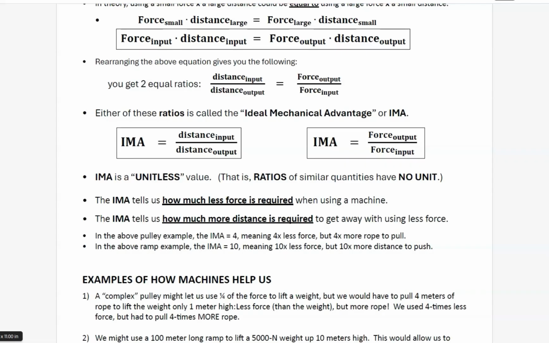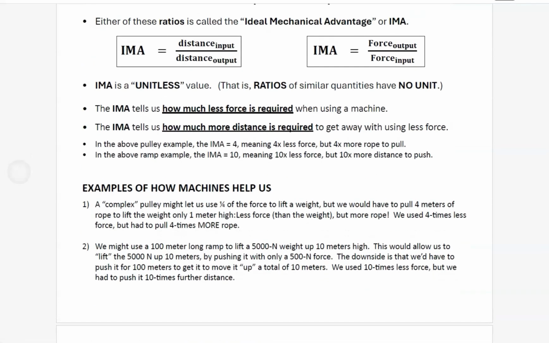In other words, you have a really, really long ramp that's 10 times longer than it is high. So you're pushing something up this long ramp and it only lifts it up a certain height, but you push 10 times more of that distance. But luckily, you only had to use a tenth of the force to lift up that weight. So it's a trade-off here, more distance so that you can use less force. So here are a couple examples.